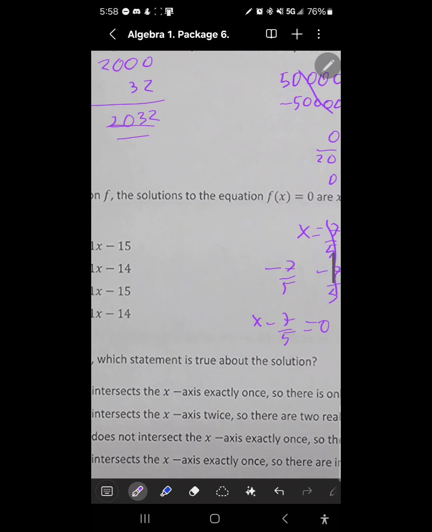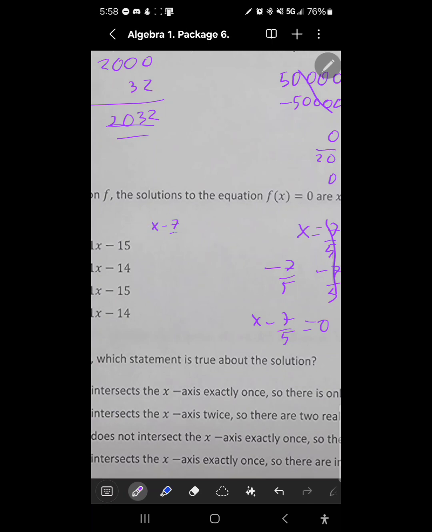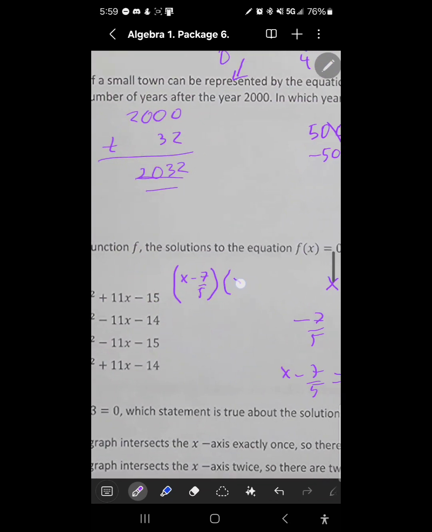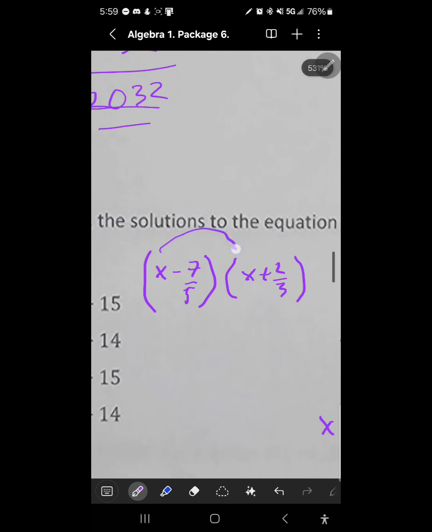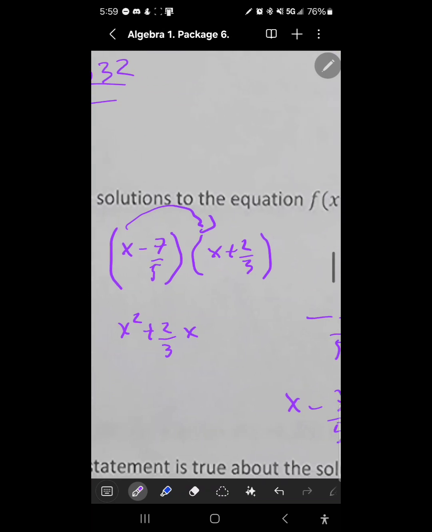So I need to multiply those. So I have x minus 7 over 5 times x plus 2 over 3. Using my formula, x times x is x squared, x times 2 over 3 is 2 over 3x, and negative 7 over 5 times x is negative 7 over 5x. And negative 7 over 5 times 2 over 3 is negative 7 times 2, negative 14, over 5 times 3, 15.